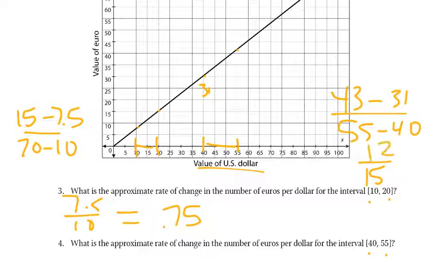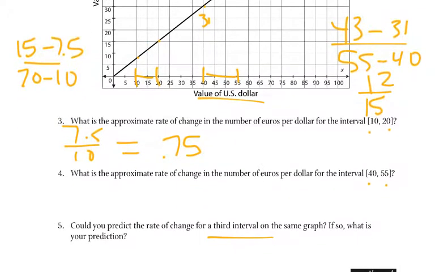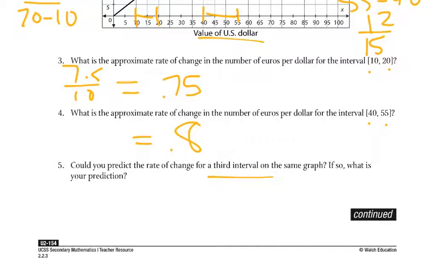So that'd be 12. Which if we go 12 divided by 15, that would get us 0.8, which 0.75 could round up to 0.8. So what would we predict? We'd predict something around those lines for any third interval. Because it's a linear equation, we know it's going to come up with a similar number.